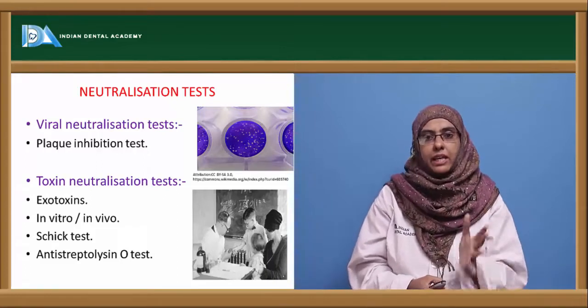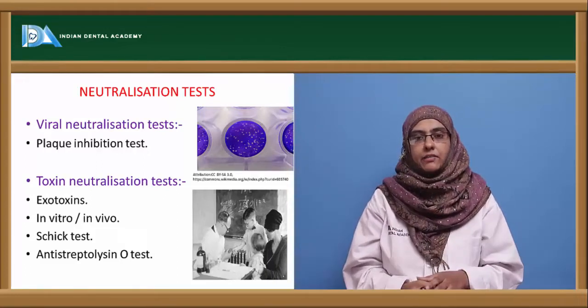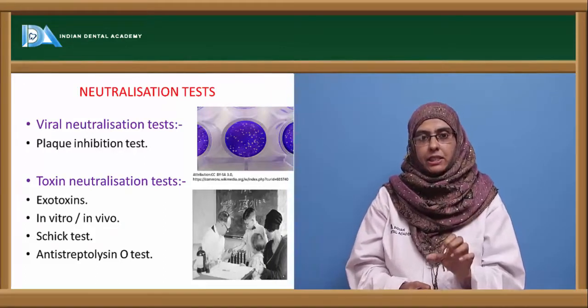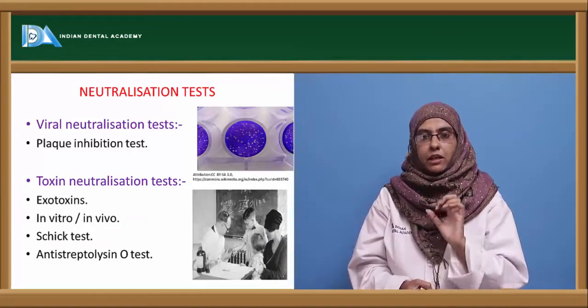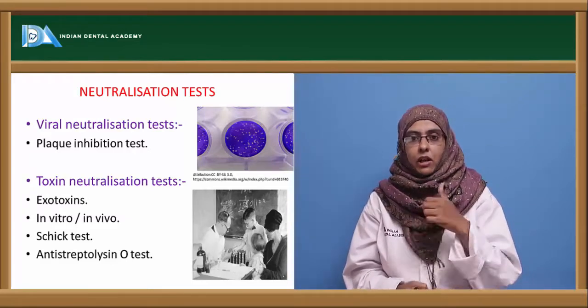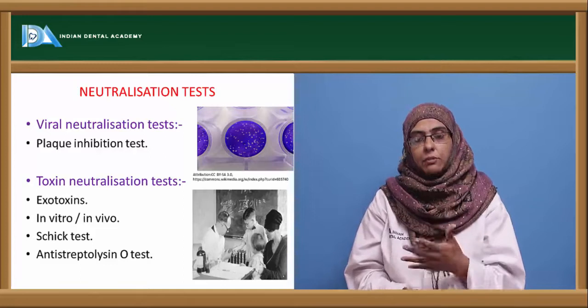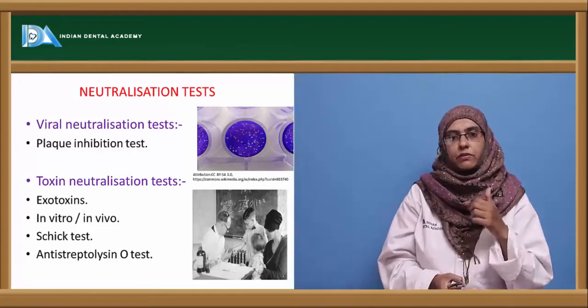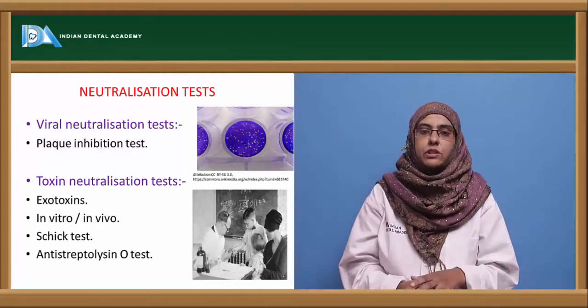So with the help of the plaque inhibition test, we can identify viral neutralization, that is adding a specific anti-serum to the viruses. The anti-serums are nothing but the antitoxins or the neutralizing antibodies towards that particular virus. So prevention of the plaque formation indicates a positive reaction.